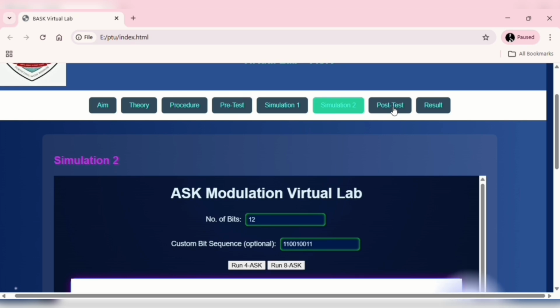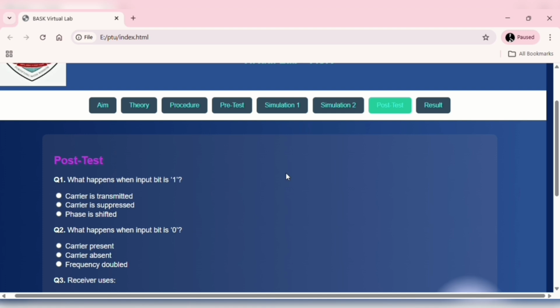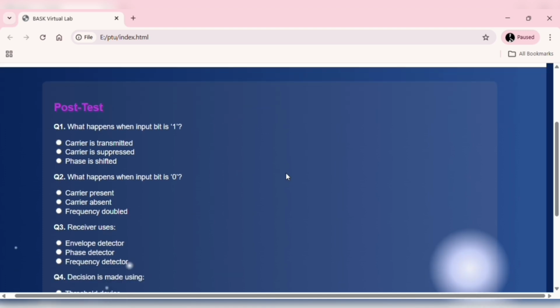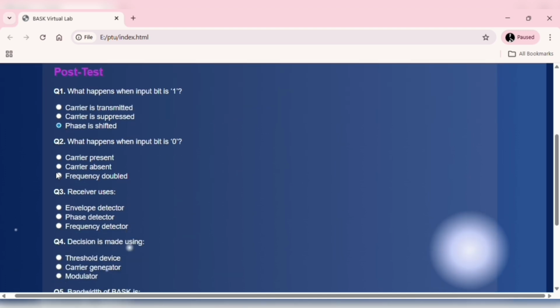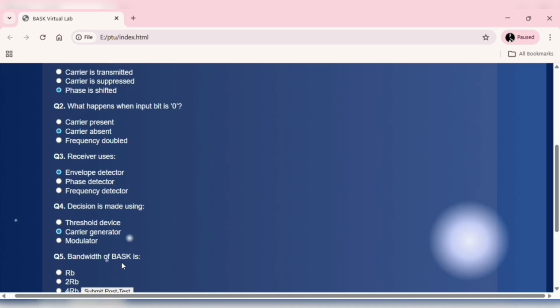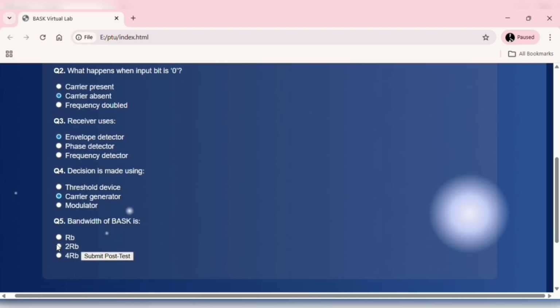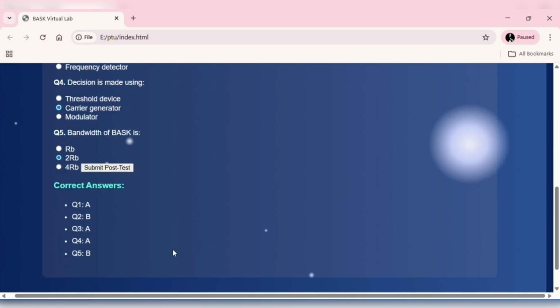The post-test is provided to evaluate the understanding of the experiment. The post-test consists of multiple choice questions related to binary amplitude shift keying modulation. These questions help in assessing the knowledge gained from the theory, procedure, and simulation performed in the virtual lab. By answering these questions, students can verify their understanding of concepts such as ASK signal generation, carrier signal generation, and the modulation process.